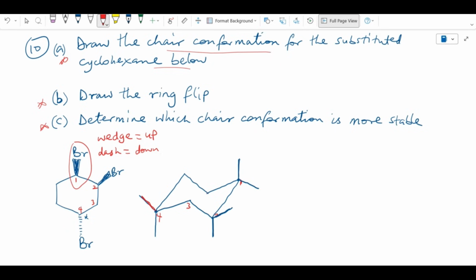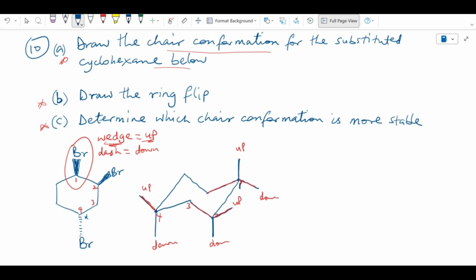for example, when I draw this, I will try to make sure this is in alignment with this. It should be parallel to it. And when I want to draw this equatorial bond, I want to make sure that it's parallel to this. And when I want to draw this equatorial bond, I want to make sure it's parallel to this. So that's the idea. All right. So this is up, this is down, up, down, up, down. So the bromo group on carbon 1 is pointing upward because wedge means up.